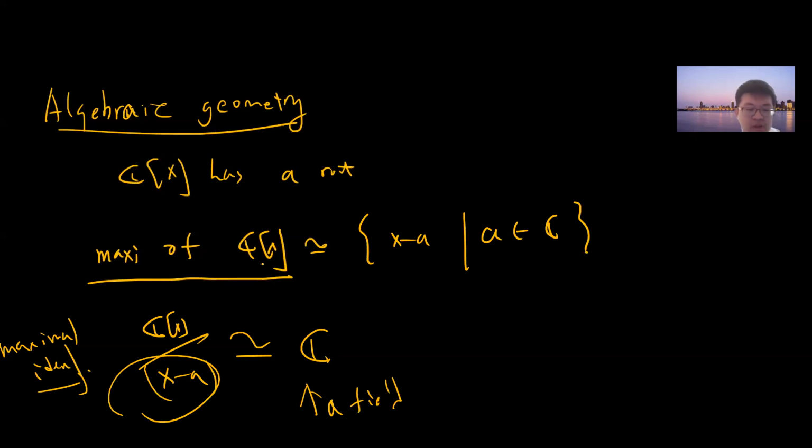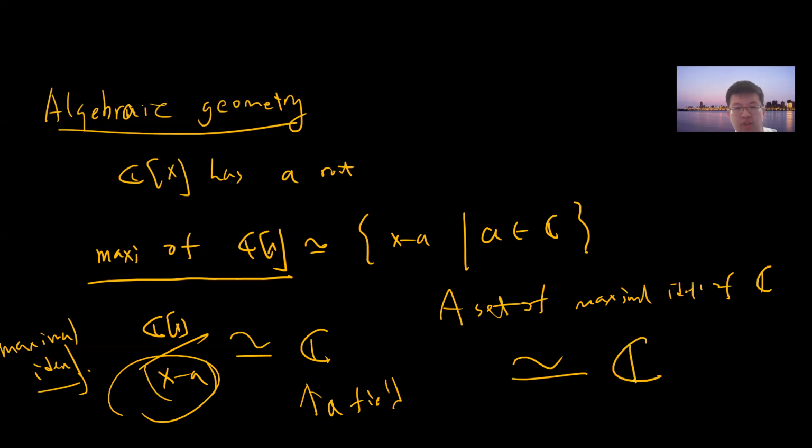So that means the set of maximal ideals of C of X can be viewed as isomorphic to C itself. If you start from here, you can get a hint of algebraic geometry by looking at the ideals of a general ring. Take any ring, collect all its ideals, like prime ideals and maximal ideals, and then try to put a topology on it. If you do that, it becomes algebraic geometry.